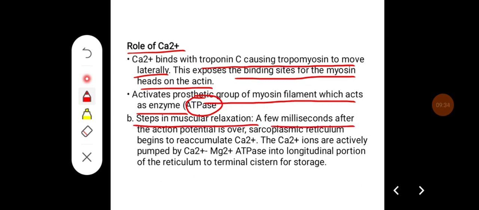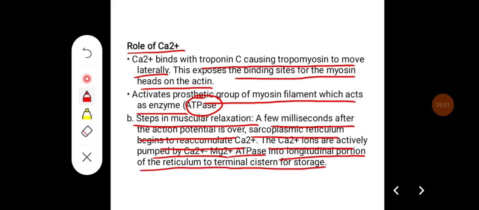A few milliseconds after the action potential is over, the sarcoplasmic reticulum begins to reaccumulate calcium. The calcium ions are actively pumped by calcium magnesium ATPase into the longitudinal portion of the reticulum to the terminal cistern for storage.